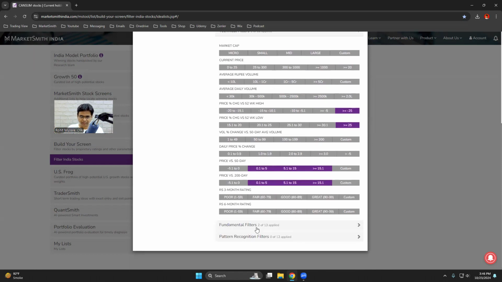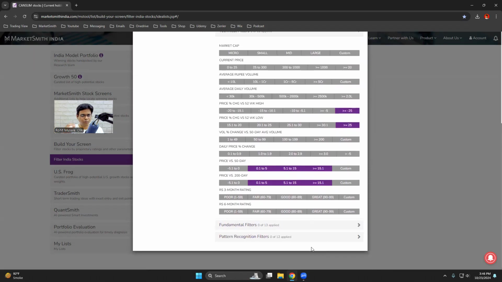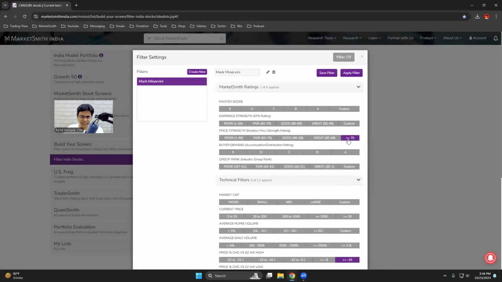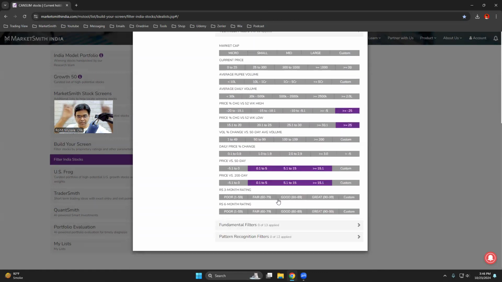And as far as fundamentals are concerned, I will remove these filters. We don't want to make this filter too restrictive, because if you are too strict with your filter, you know what happens. Even if one of the criteria is off by 1%, one point, then that stock never comes in your filter. So if the stock has 69 relative strength, it is not going to show up in this filter. So you have to keep the filter broad to have a bigger list.